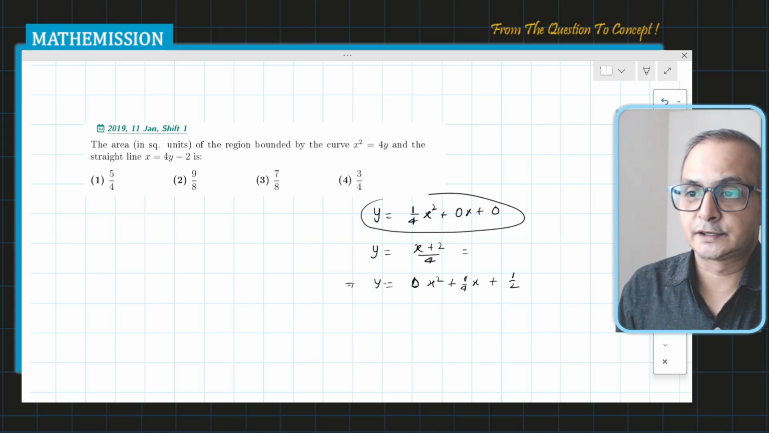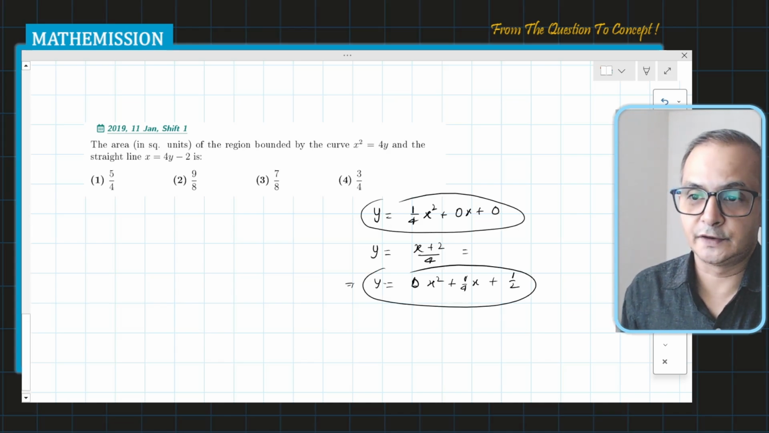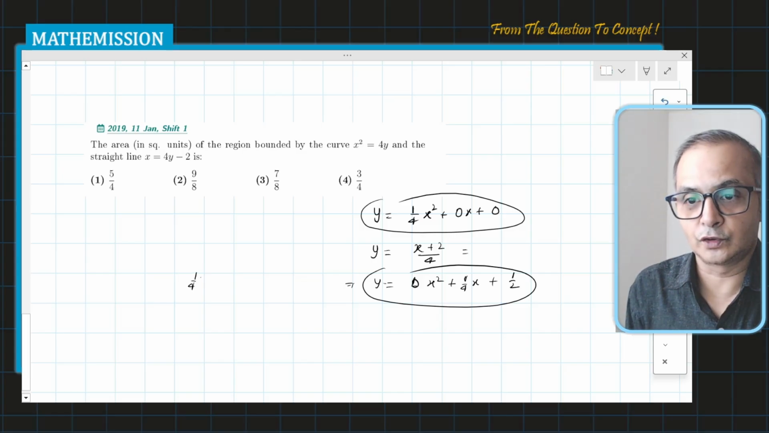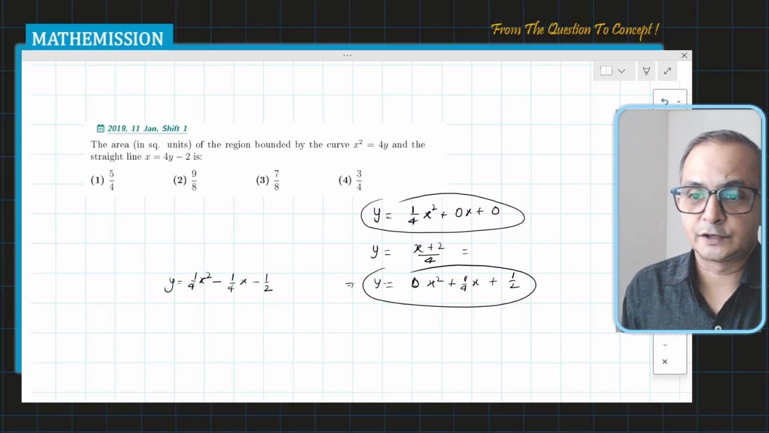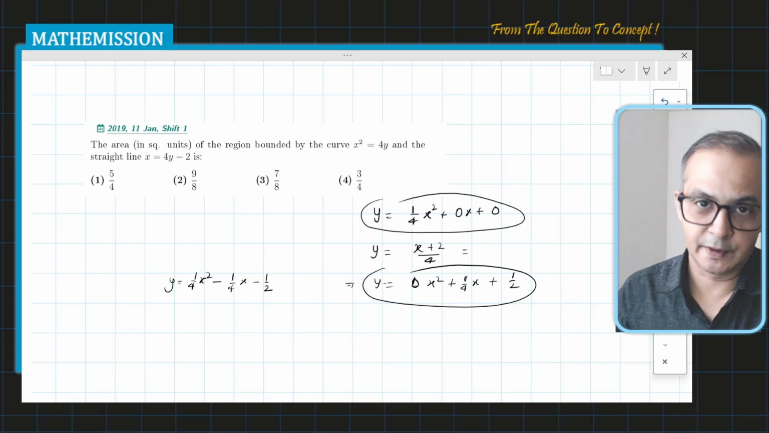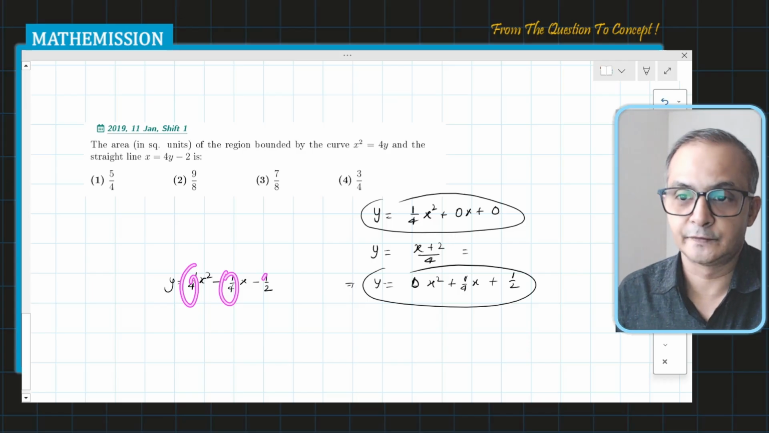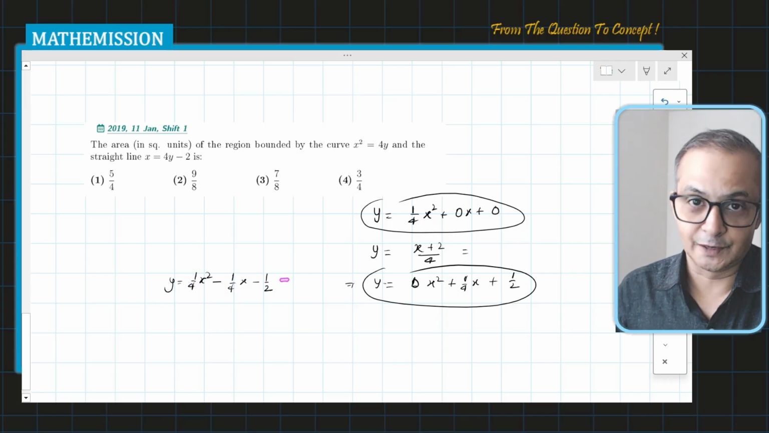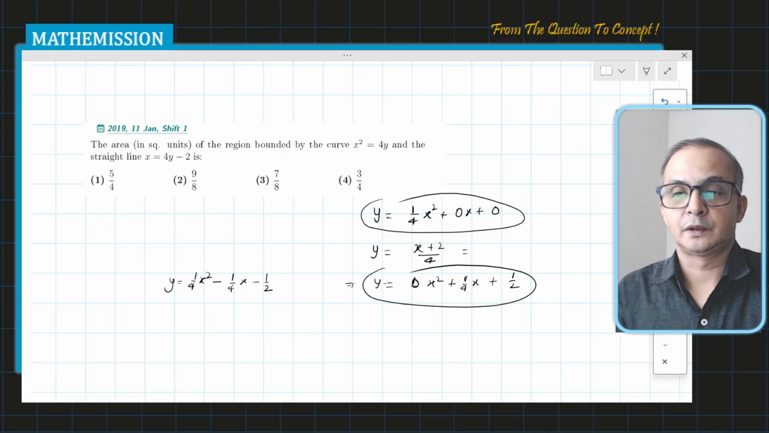And now this curve and this curve I'm finding the difference of, and that is going to be 1/4 x squared minus 1 by 4 x minus half. So this way you can think that there may be a temptation to cancel this thing because it's a weird looking fraction we have. But we don't have to do that, otherwise the answer will be altered.